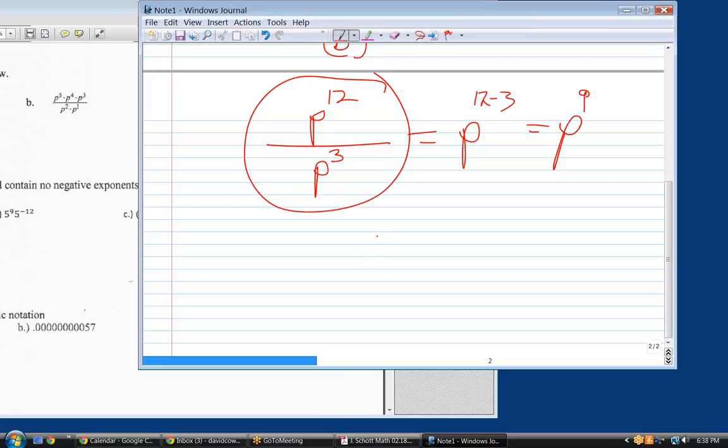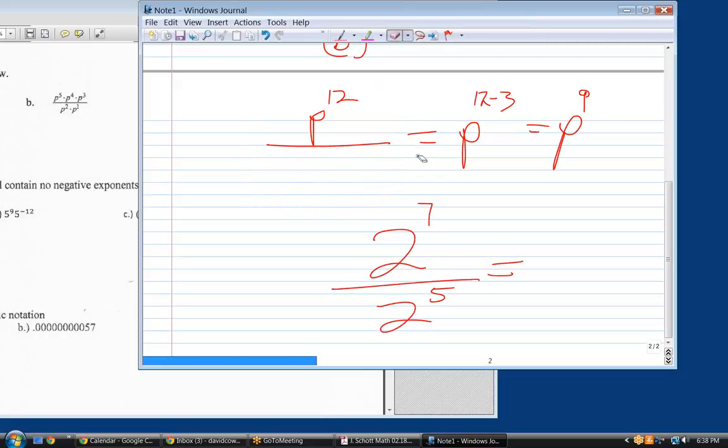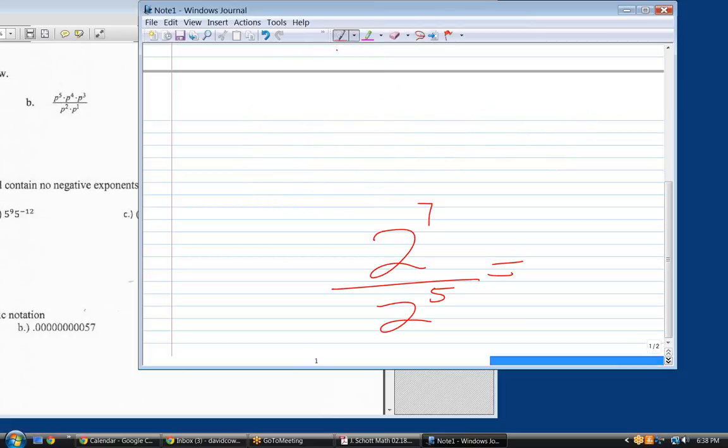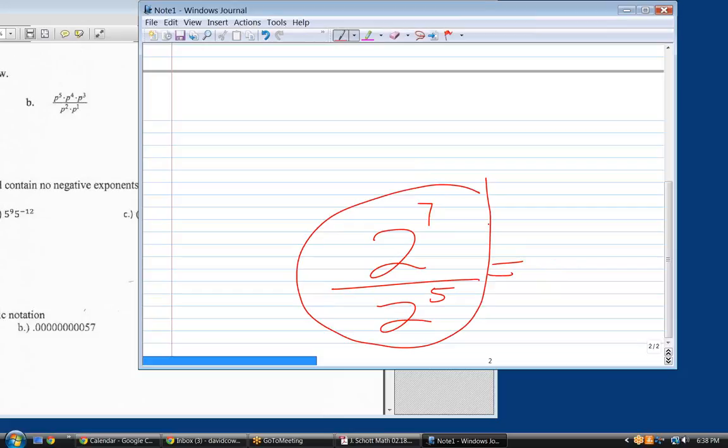What would that be equal to? P to the second. Well, there's no P. Oh. 2 to the second. Yeah. Equals 4.